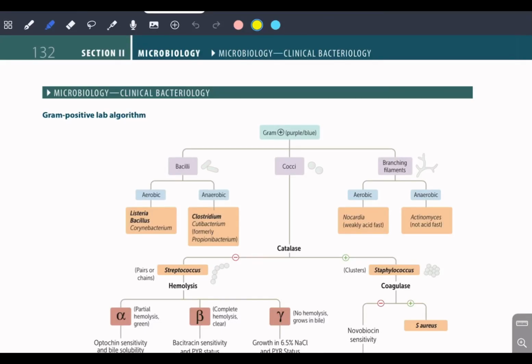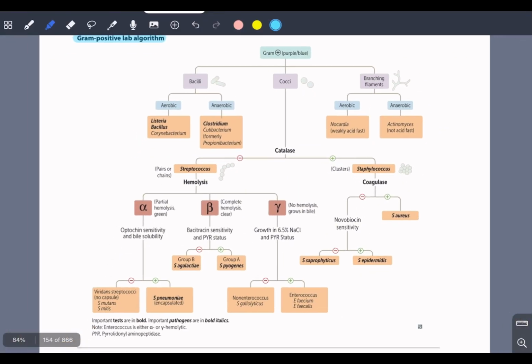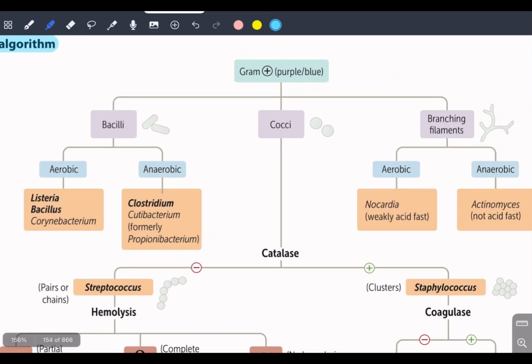After completing basic bacteriology, we will start clinical bacteriology. In clinical bacteriology, we will first talk about the gram-positive lab algorithm. In this diagram, we will divide gram-positive bacteria into different groups, and this is very, very important to remember at least. So we have gram-positive bacteria.